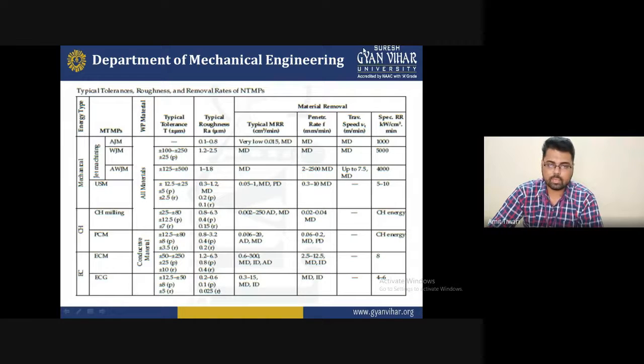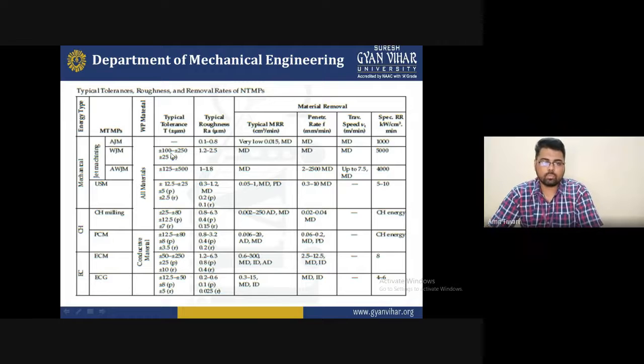These are the diagrams I am showing you of the typical tolerance, roughness, and removal rate of the machining technologies that are used for manufacturing purposes. For each particular machining technology, I am mentioning the typical tolerance and typical roughness, and the typical material removal rate in cubic centimeters per minute. You can see this in the diagram. These are the material removal selection criteria.